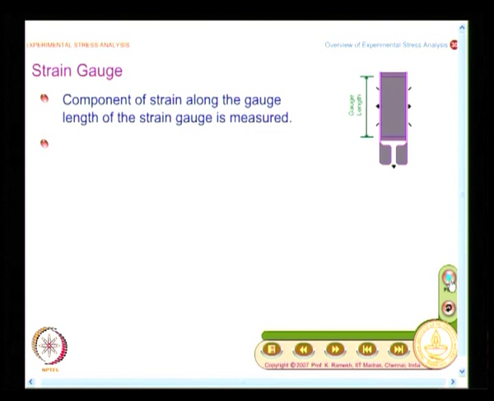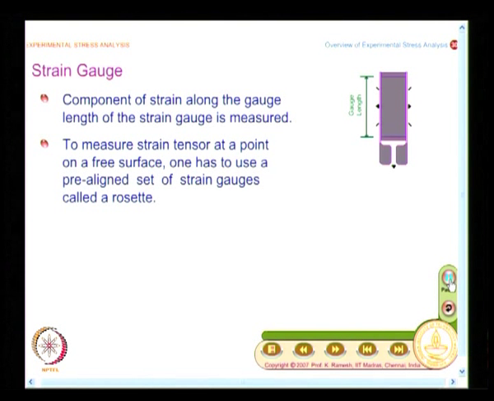And to measure strain tensor I need to have 3 strain gauges for you to do it on a free surface, and they have to be pre-aligned, and you also have a name attached to it. If you have 3 strain gauges on a single base to measure the strain tensor, you call it a rosette.